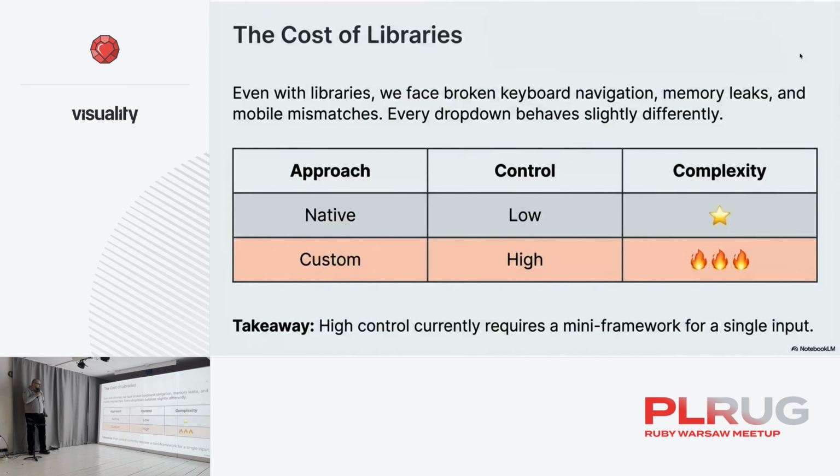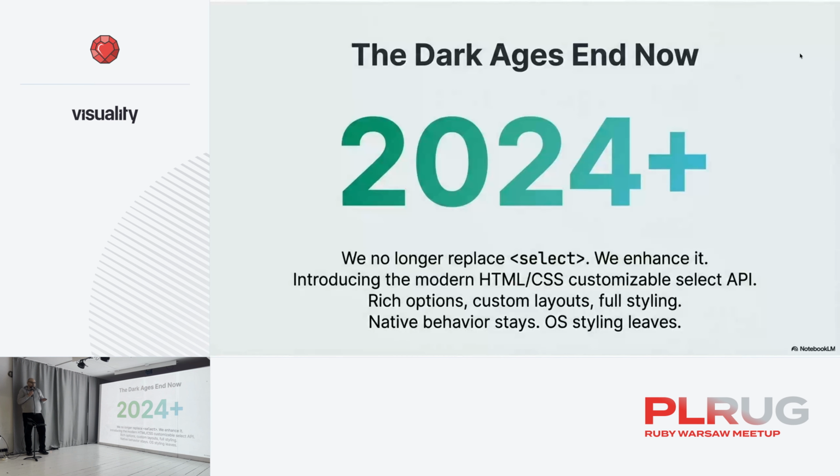Cost of libraries: basically, with the native element we had, until this time, a low control level and also a low complexity level. But when we were using a custom library, we had high control and high complexity. Now this changed because, as of Baseline 2024 from Google, new APIs were introduced, and they give us full control over a select dropdown without using JavaScript libraries.